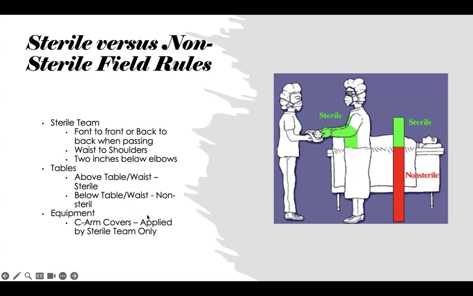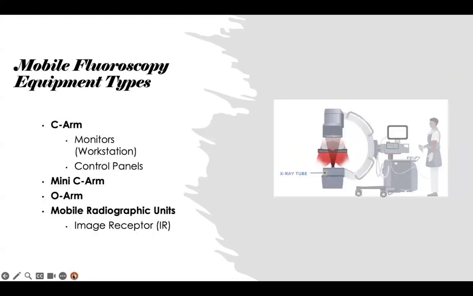Equipment, like I said, C-arm covers, which should be applied by us. Of course, it's going to be sterile because it's going into the sterile field. In addition to the C-arm, which has not only the C-arm but also a control panel. Sometimes they have a control panel on the actual C-arm, sometimes a separate tower with two monitors on it. It just depends on the manufacturer.